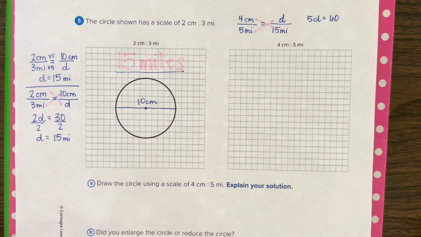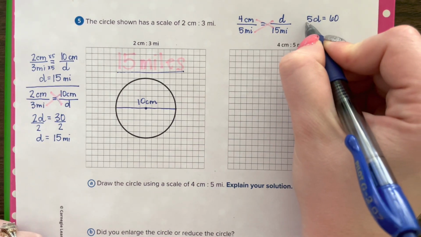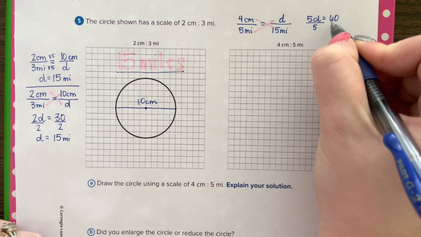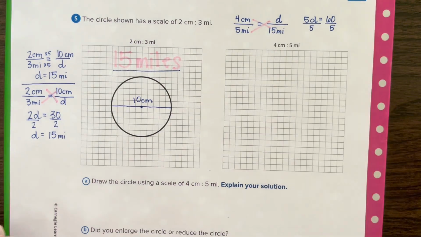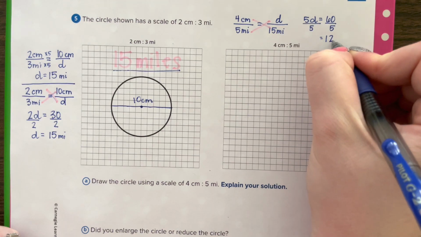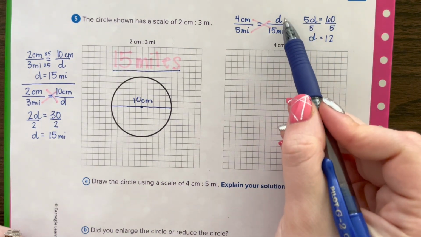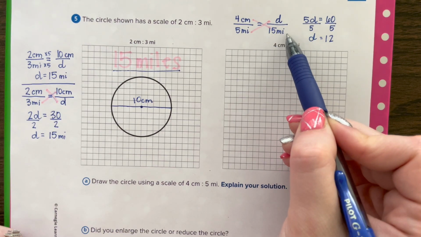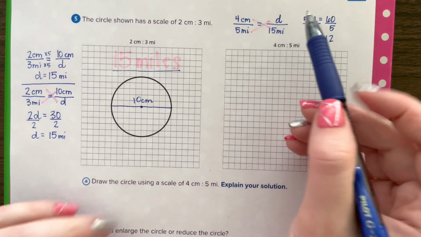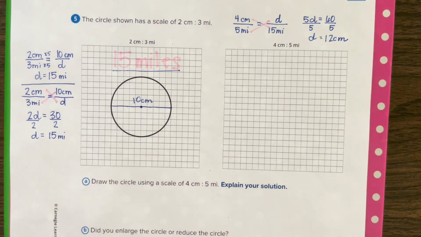And then our last step is we want to isolate D. So the inverse operation of multiplication is division. So we divide both sides by 5. So then 60 divided by 5 gives us 12. So the diameter equals 12. Now is this in the numerator or the denominator? It's in the numerator, so that means we are going to label it with centimeters.